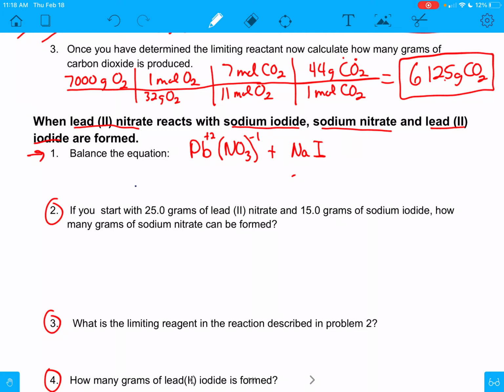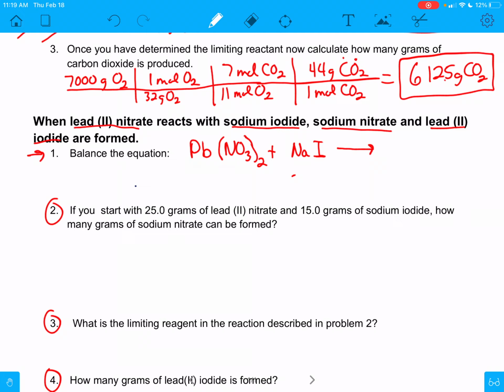Do I need any subscripts on this one? Well, this is a 2 and this is a 1. So we crisscross applesauce, remember that? So that's going to be a 2, and then of course we don't write the 1s. Only the noobs write the 1s, right? All the cool kids leave the 1s off. So there you go, Pb(NO3)2.